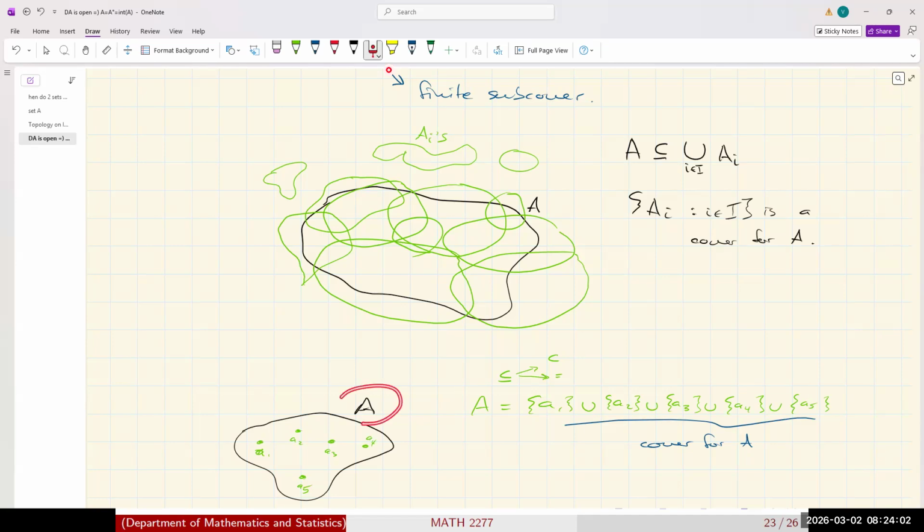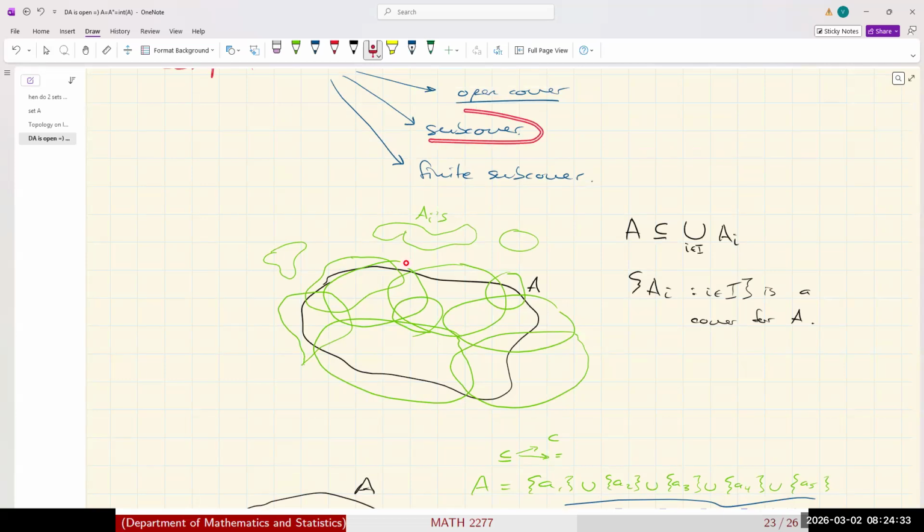So in this example of A, where I had A1, A2, A3, A4, A5, this is a finite cover of A. A finite covering simply means the amount of sets you use to cover it is finite. Very easy. An open cover simply means the sets you used in the covering are all open.